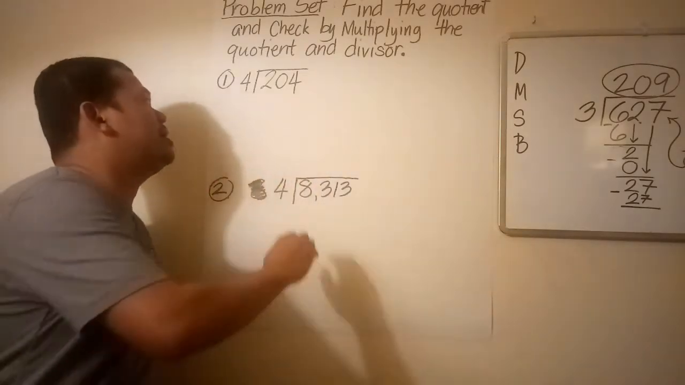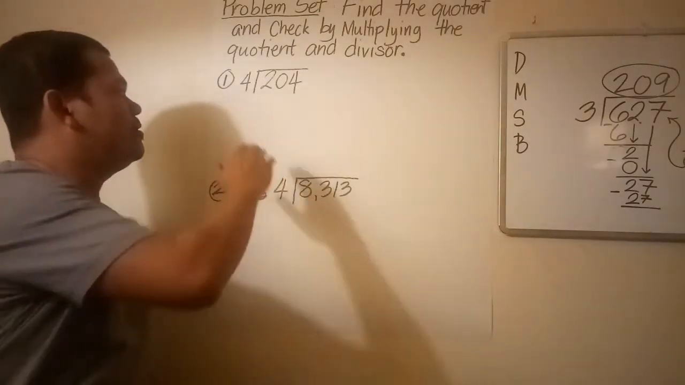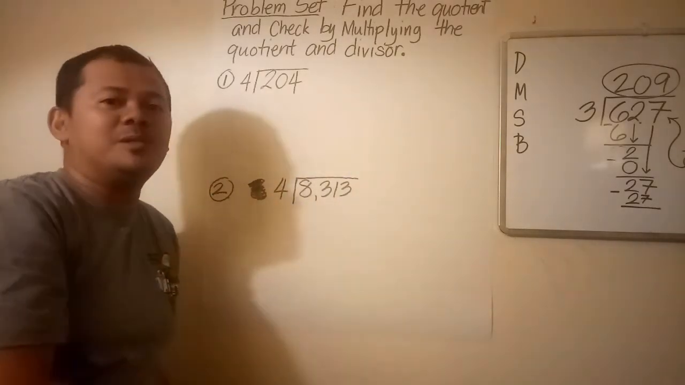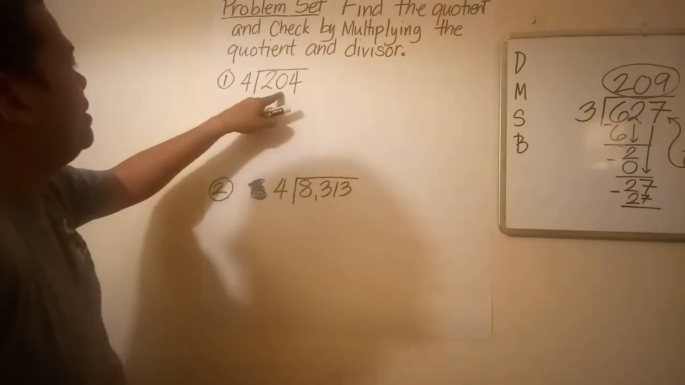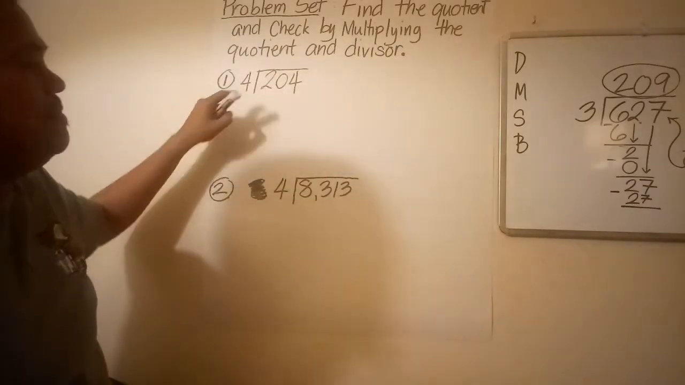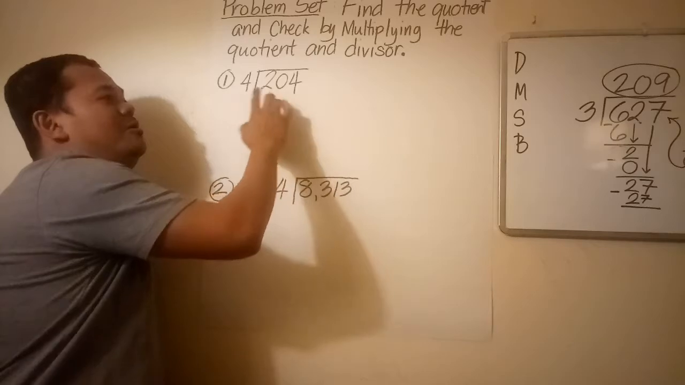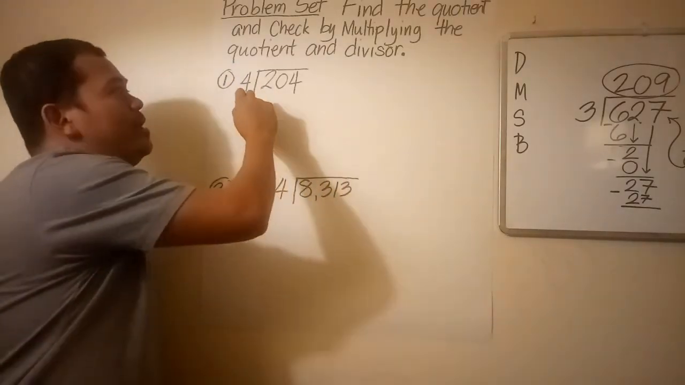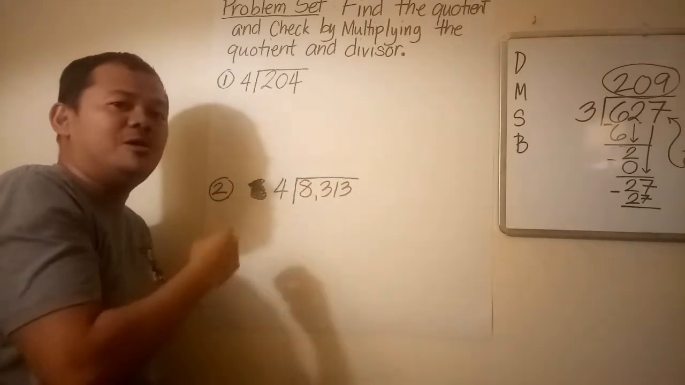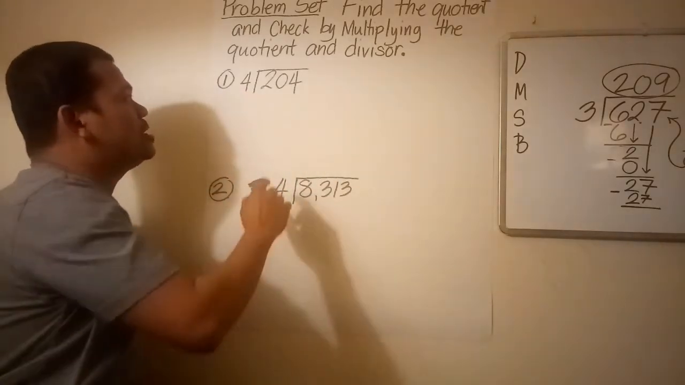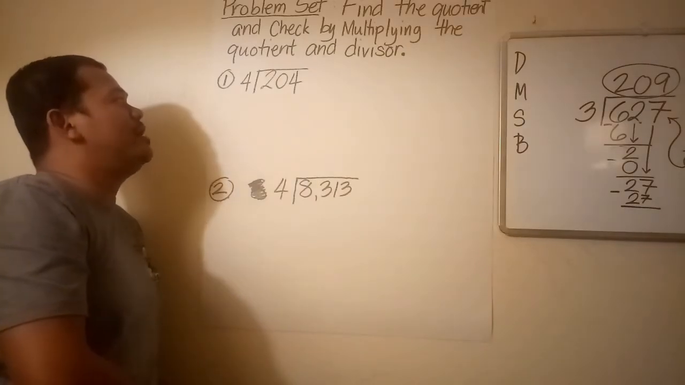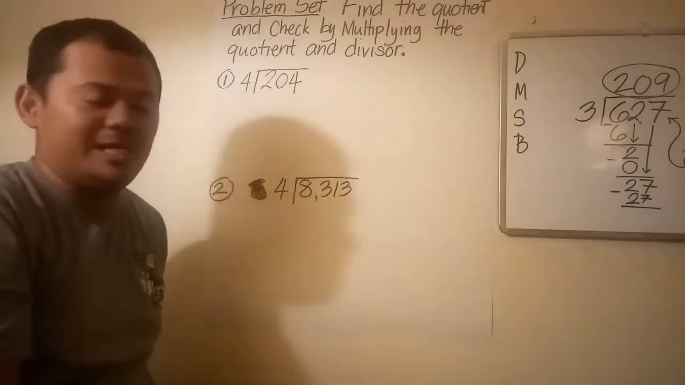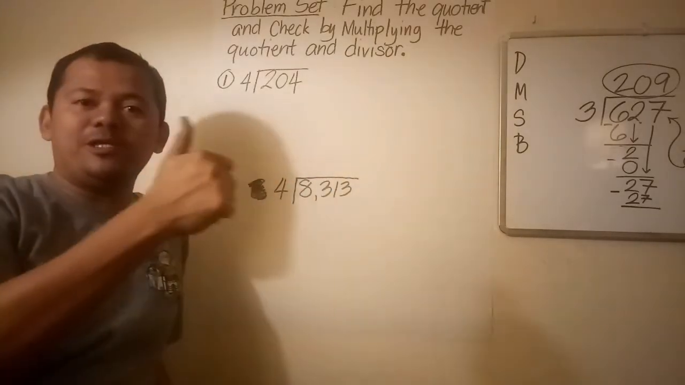We got here number 1. So I'm going to give you a minute to write this in your paper now so that we can answer it all together. Number 1 is 204 divided by 4. Then we got a 0 here, so I want you to apply what you have learned in dividing with 0 in your dividend at the same time with 0 in your quotient. And number 2 is 8,313 divided by 4. Are you ready with your paper now?